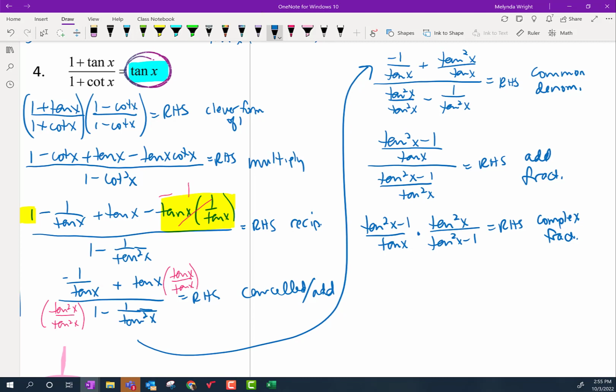Does anyone see something that we can do? Cancel. We can cancel, right? I got tangent squared minus 1 over tangent squared minus 1. What is that going to equal? 1. That's going to go away. So we're going to have tangent squared over tangent equals right-hand side. And I'm going to say cancel. We are so close to home. We are continually looking at our goal. Our goal is to be tangent. Are we ready to be tangent? Tangent squared over tangent.